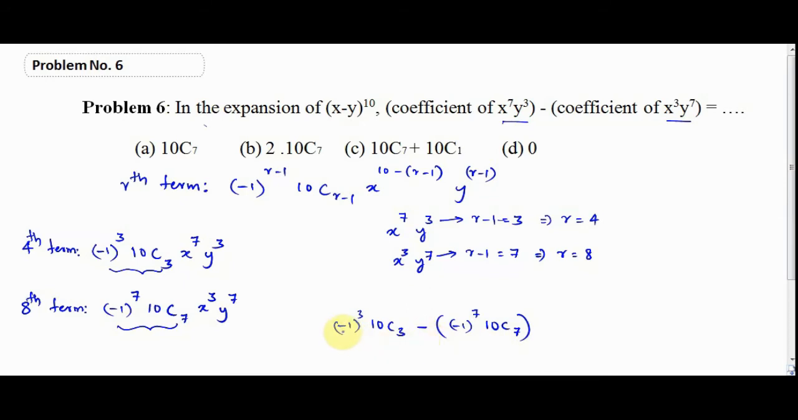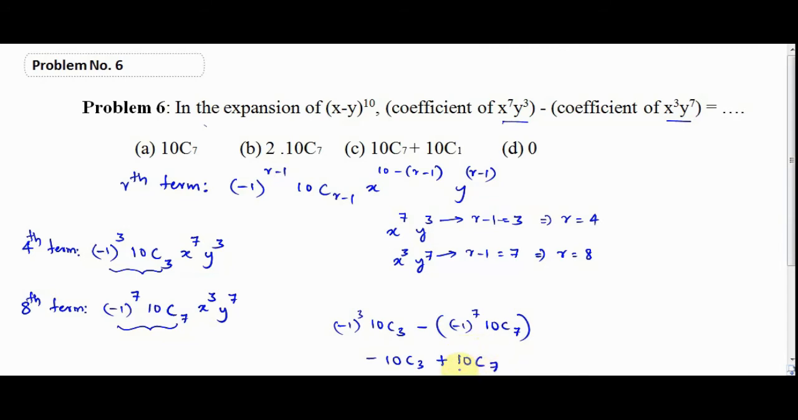So here we have minus 1 raised to 3, so that will be minus 1 into 10c3. So that will be minus 10c3 minus, here we have minus 1 raised to 7, so that will be minus 1 itself. So this minus and that minus will get nullified. So we have plus 10c7. Okay, and the value of 10c7 will be equal to 10c3 itself, because 3 plus 7 is equal to 10.